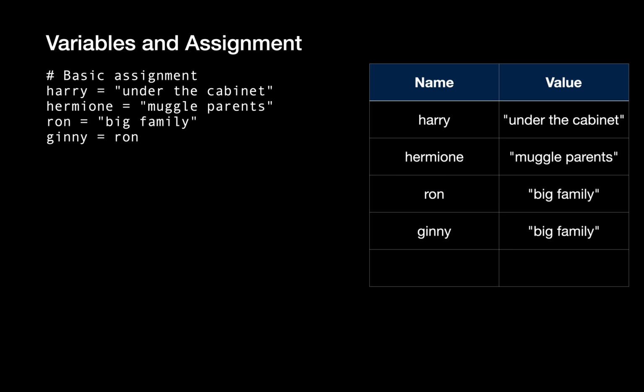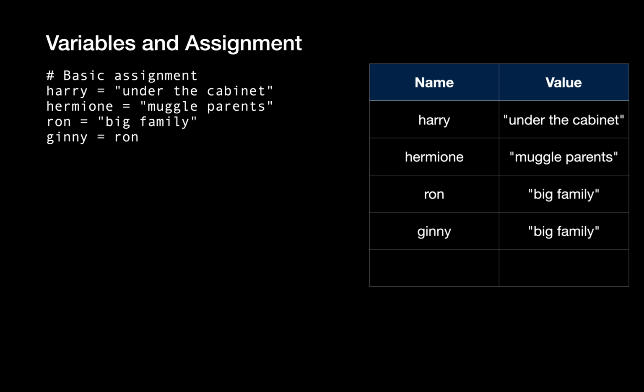So after these 4 lines of code, we see 4 names, Harry, Hermione, Ron, and Ginny, and we see 4 values. And notice there's not really an association between Ginny and Ron, the names. Instead, we simply assigned Ginny the same value that Ron had at that line of code.